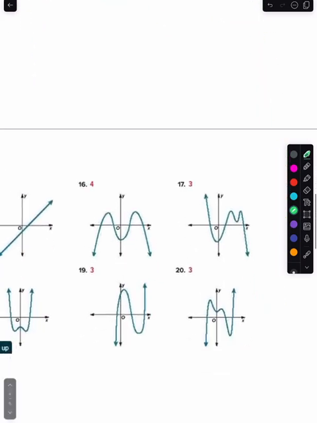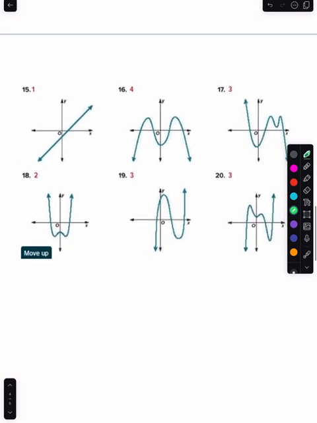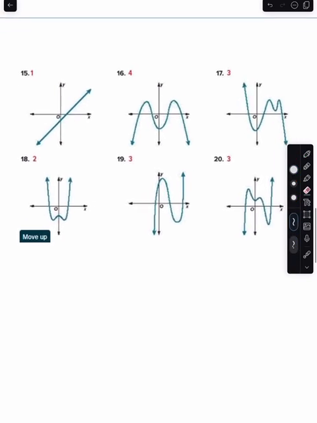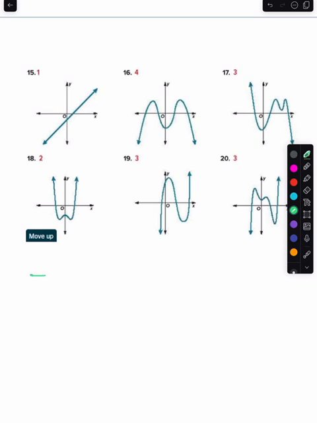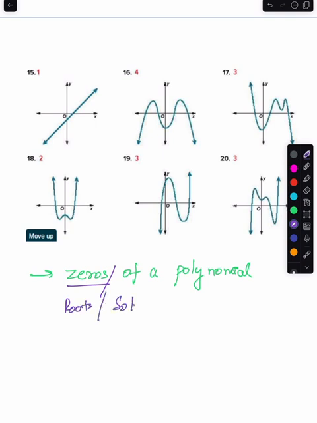Let's see another one. Which type is expected? Very simple, very easy. The only concept here is about zeros of a polynomial. Zeros, again, I call them roots. We call them solutions. The answer to the graph for the values of x, whatever x is equal to.